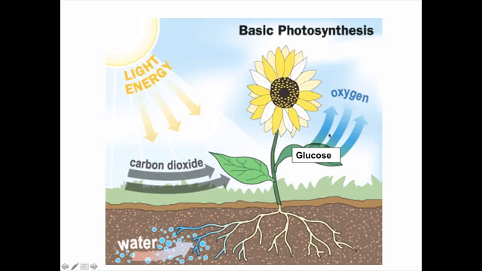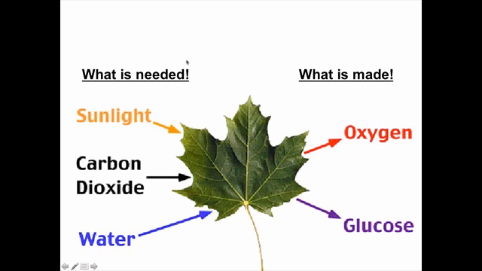And then on the right side here we have the products, the things that are made from photosynthesis. So we have carbohydrates or sugars, in this case we're looking at glucose, and then oxygen that gets released. Okay. Another way of looking at this, again, here's what's needed: sunlight, carbon dioxide, water, and what is made: oxygen and glucose. Alright, so let's take a look at the equation for photosynthesis now.